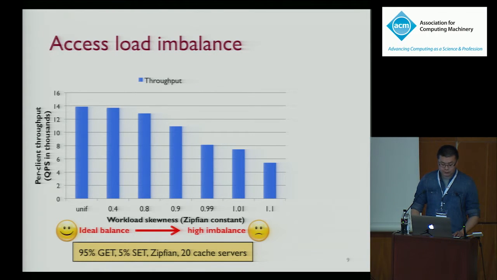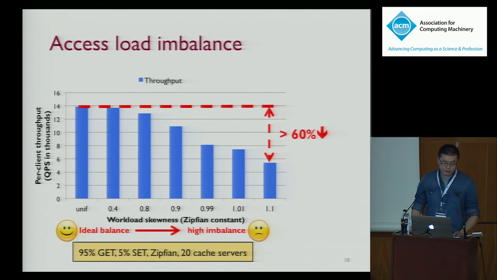So in this figure, the y-axis shows per client throughput in terms of thousands of queries per second. And the x-axis gives the workload skewness. So as you can see, by increasing the workload skewness, the throughput seen by the clients goes down by as much as 60%. Another key metric that users care about is the tail latency.